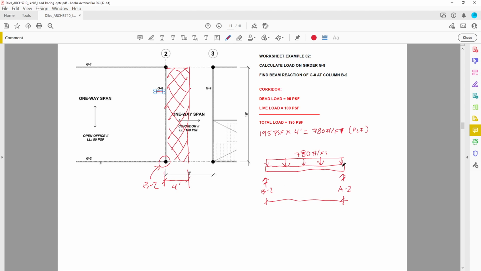And what is the overall length of girder G8? So this is, of course, girder G8. And what is its overall length? 16 feet long. So what is the total load on girder G8?